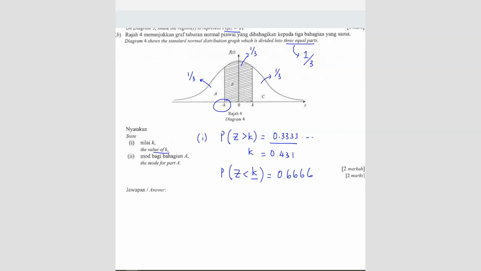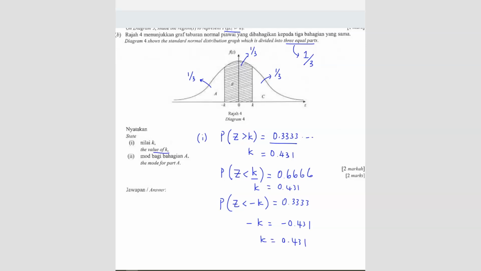But if you use negative k, so you write like this, then you have to use 0.333. This one you will get a negative value, negative 0.431. So k is equals to 0.431.